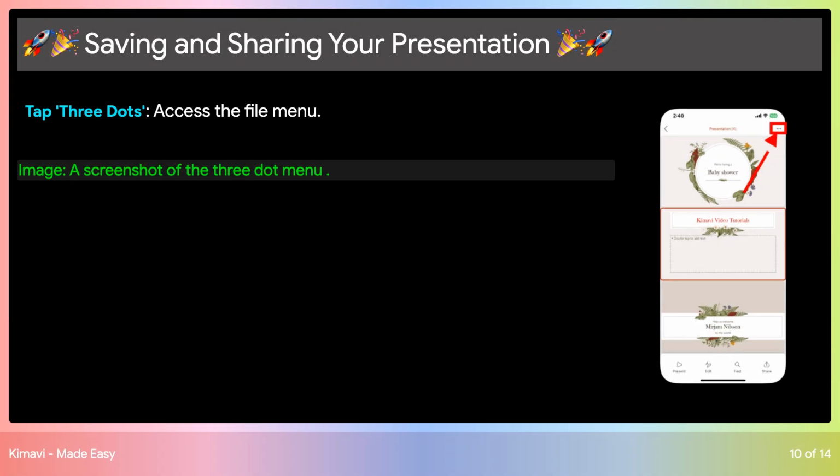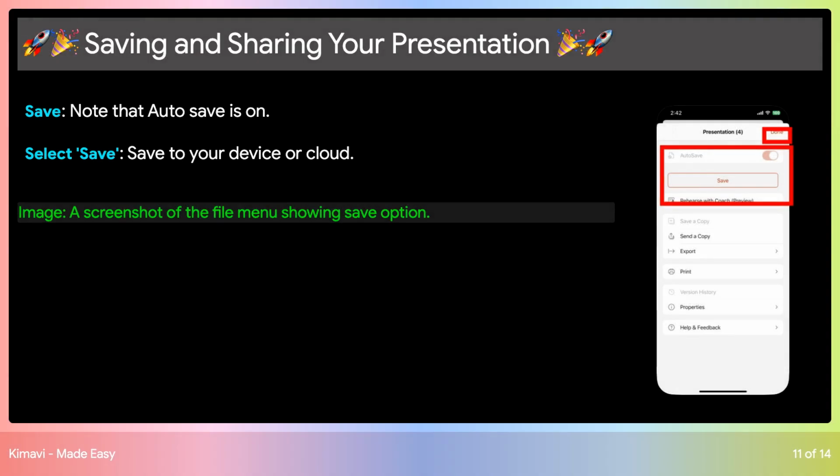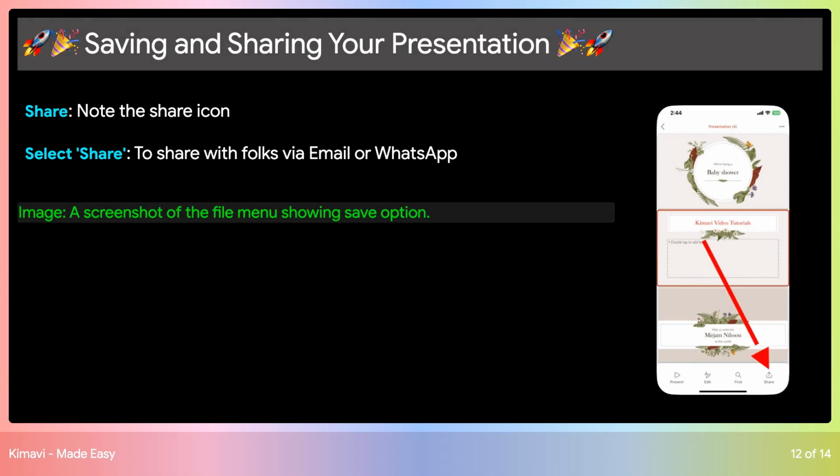Once you're satisfied with your presentation, it's time to save and share it. Tap on the three-dot menu. It is at the upper right header. Now tap on Save and choose whether to save it on your device or in the cloud. To share your masterpiece, you need to tap Done and go back to the previous screen. Notice the share icon. To share your masterpiece, just tap the share icon and choose your preferred method.